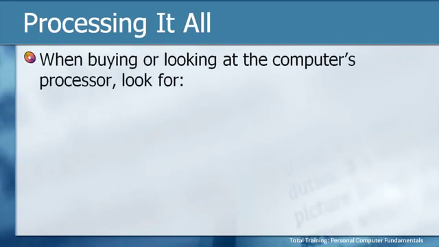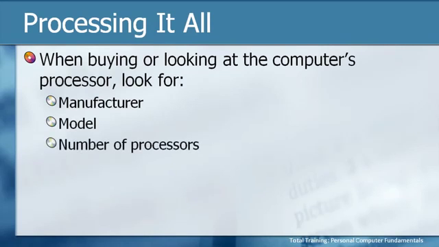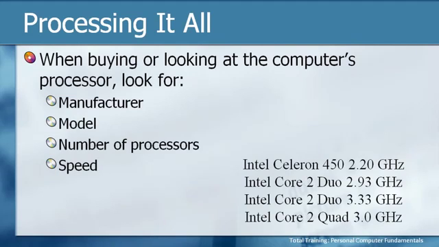When you're buying or looking at the computer's processor, you need to look for several things. First of all, who's the manufacturer? What's the model? How many processors does it actually have? Remember that single core, dual core, quad core we talked about. And then what is the actual processor speed? Let's look at a specific example so you can see how you would compare processors if you were purchasing a computer. I've listed for you 4 actual examples of processors that you can buy.